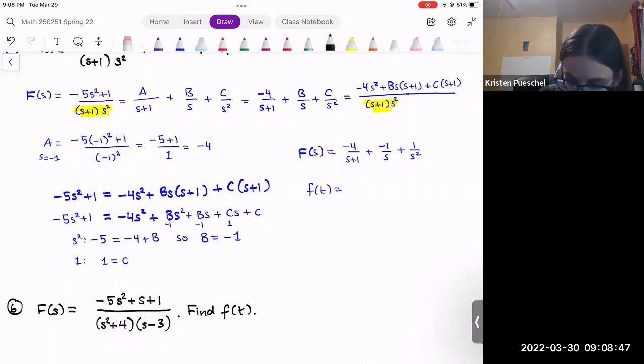For this first term, we're going to be using rule number 2, because we have that s plus 1 in the denominator. So here our a value is -1. For the middle term here, we're going to be using rule number 1, because we have just an s all on its own in the denominator. And for this last term, 1 over s squared, we're going to be using rule number 3.